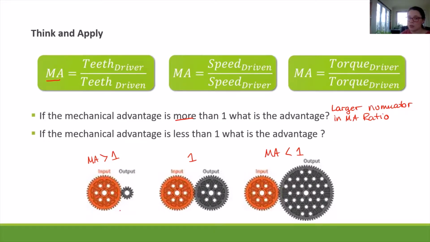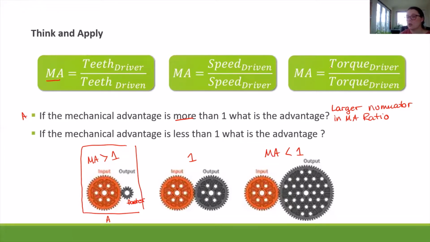So let's look at this. What's the advantage of this ratio? We'll call this A and line this up with A. What's the advantage of A? Let's look at what happens to each of these formulas if the numerator is bigger. If we look here, the mechanical advantage using speed, if the numerator is bigger, the driven gear is moving faster. That means the output gear is moving faster than what I put in. That's a speed advantage.